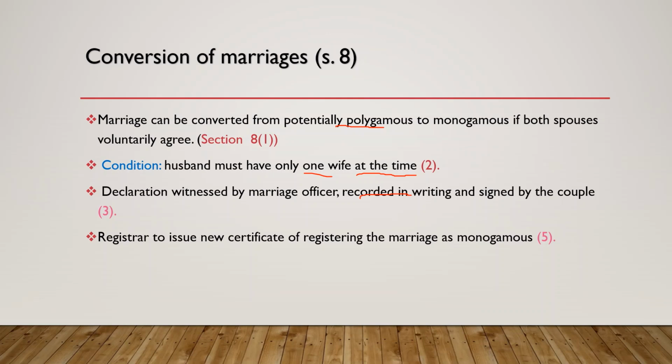The next step is that now the registrar will go ahead to issue a new certificate registering your marriage as monogamous. Now you've converted from a potentially polygamous marriage to a monogamous one, but you've seen the conditions that have to be met. Your husband must have only you at that particular point in time. Should he have more than one wife, then you can never convert your marriage from a potentially polygamous one to a monogamous one as far as conversion of marriages is concerned in Kenya.